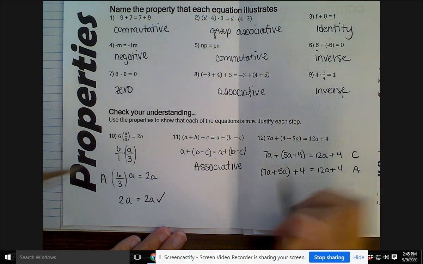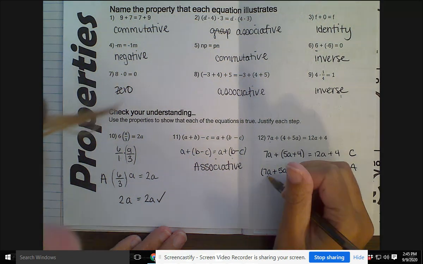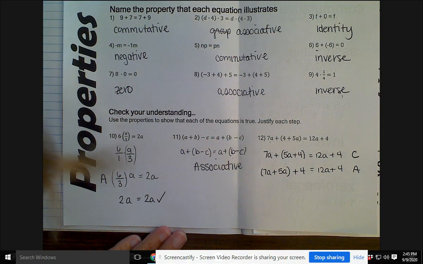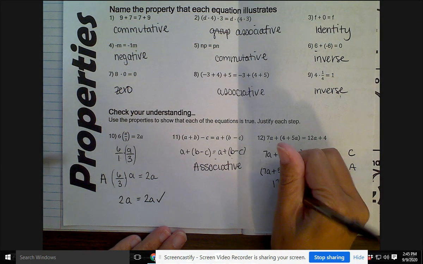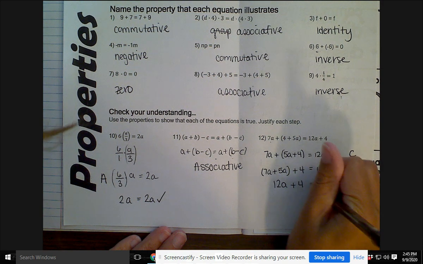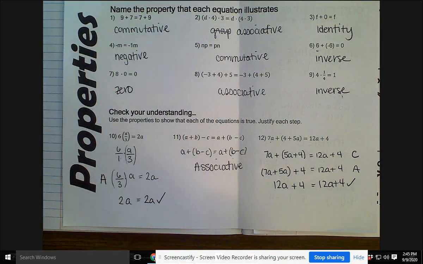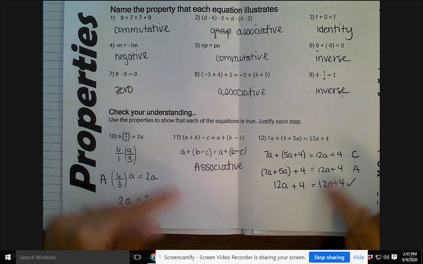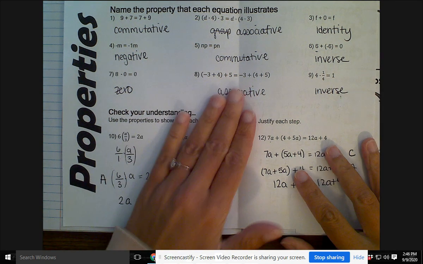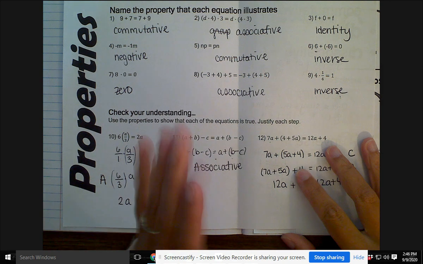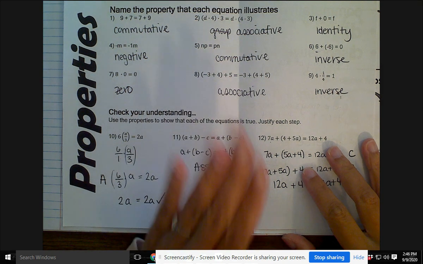And then finally, I can simplify because these are like terms. If I have 7 A's over here and 5 A's over there, I have a total of 12 A's plus 4, which checks out with that second equation. So these are a little strange down here, but as long as you can identify and use a property smartly, then you should be all good.